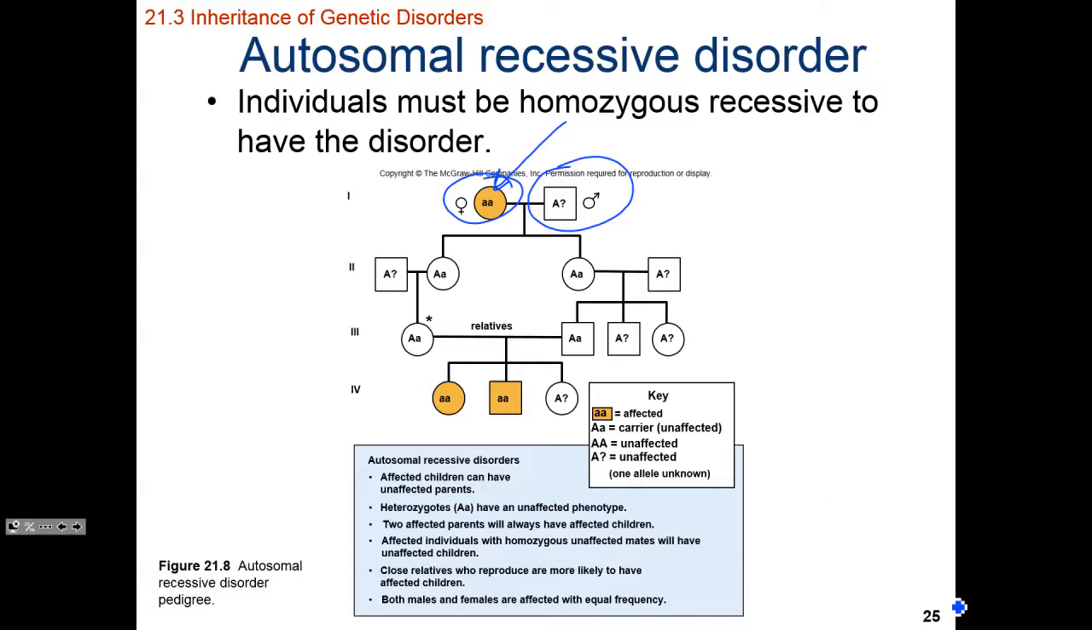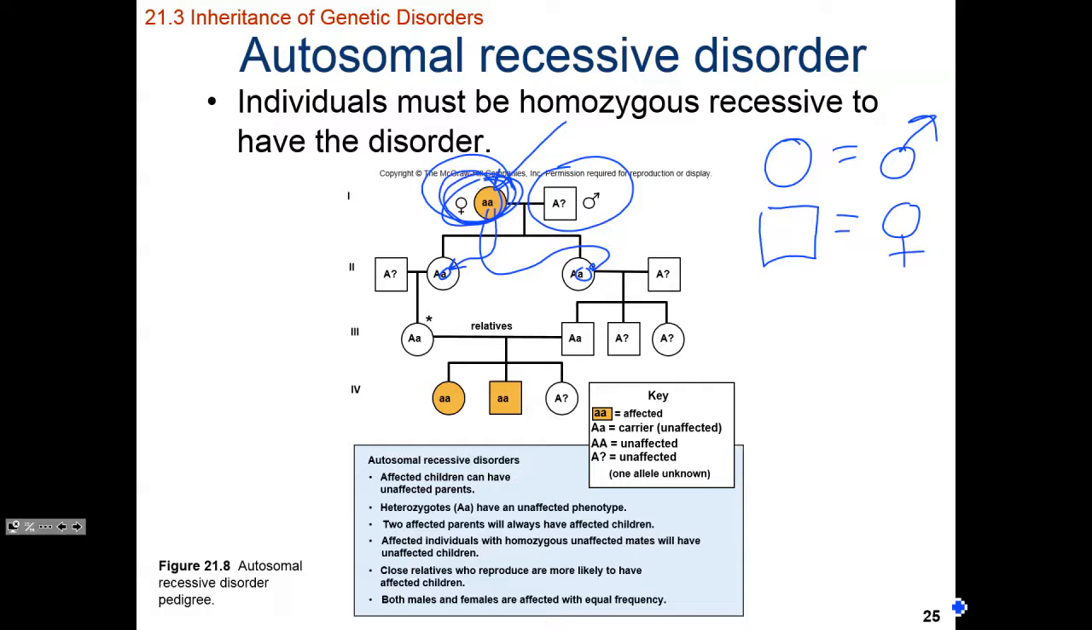But we do know that since mom has the recessive disease, every single one of her offspring is going to receive the recessive allele. So from this mother, this female receives a recessive allele, and this female receives a recessive allele. By the way, when we look at pedigrees, circles stand for females, squares stand for, ooh, I got that totally mixed up.